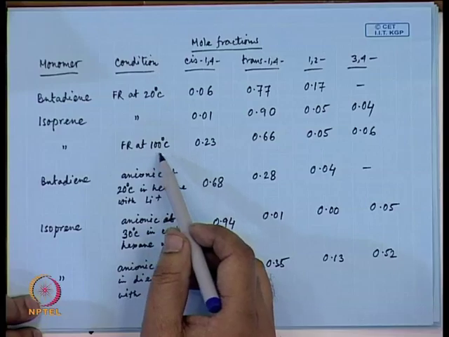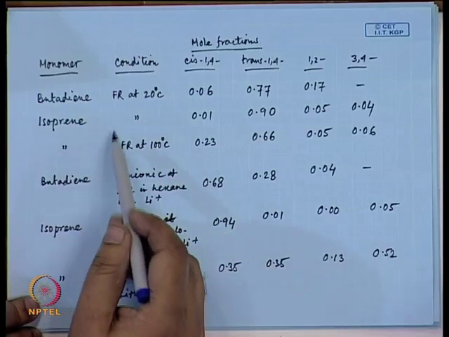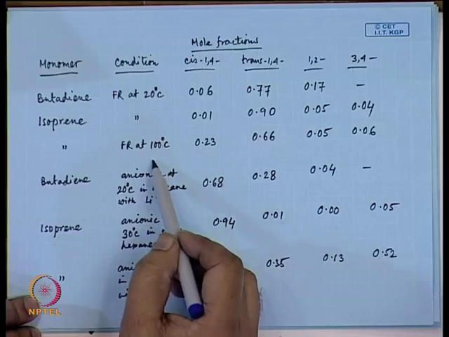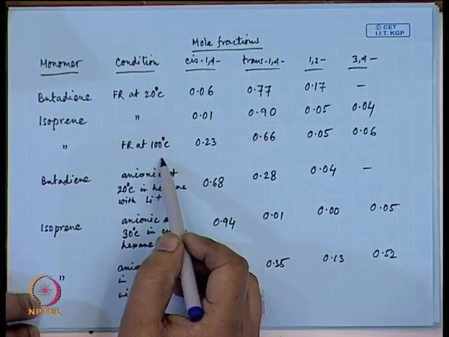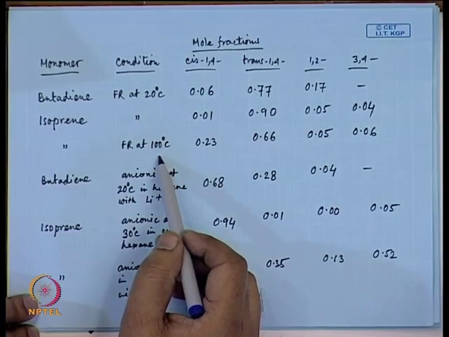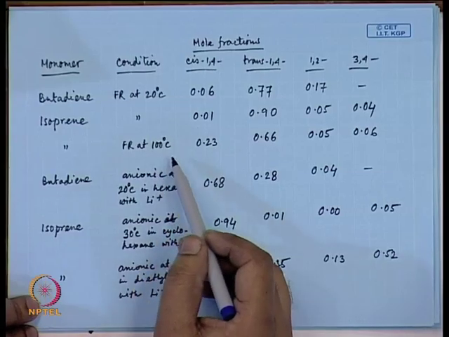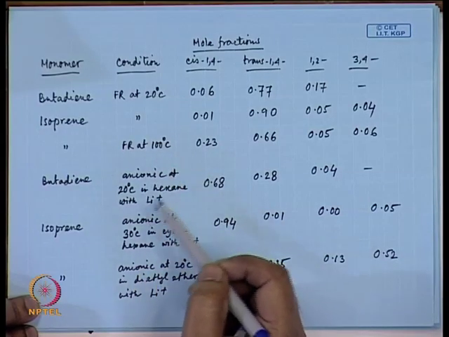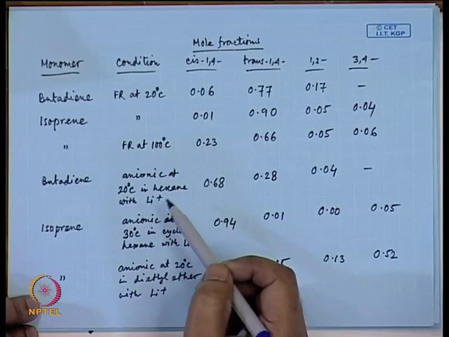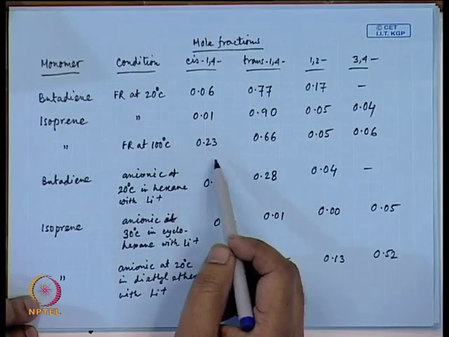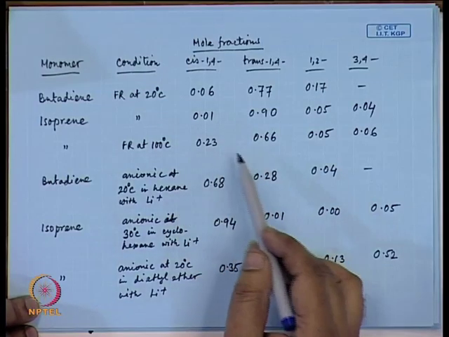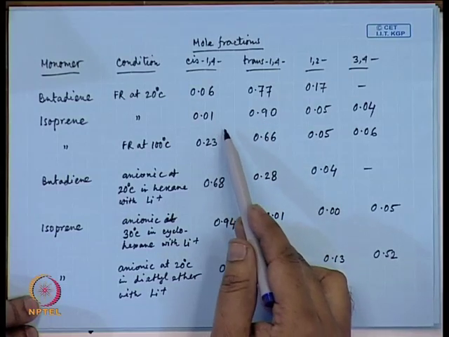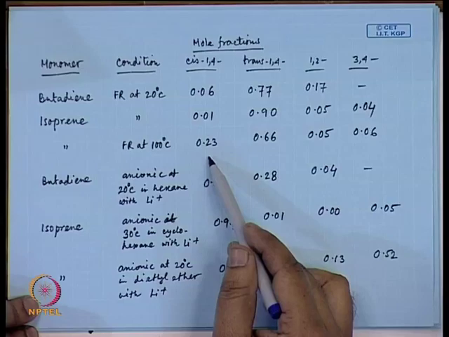Now, if you increase the temperature, compare between these two, isoprene free radical polymerization at 20 degree centigrade and isoprene free radical polymerization at 100 degree centigrade. Obviously, as I explained a few minutes back, if your temperature goes up, the probability of isomerization will be higher. So, there will always be chances of cis and trans forming together. So, obviously, if you compare these two, there is a significant increase in the cis isomer as well.